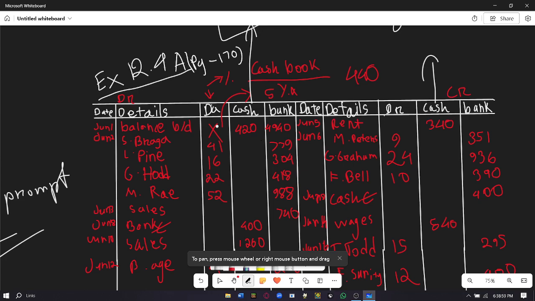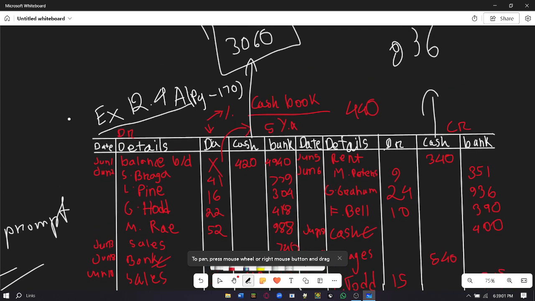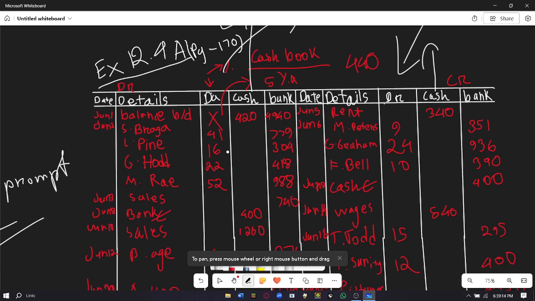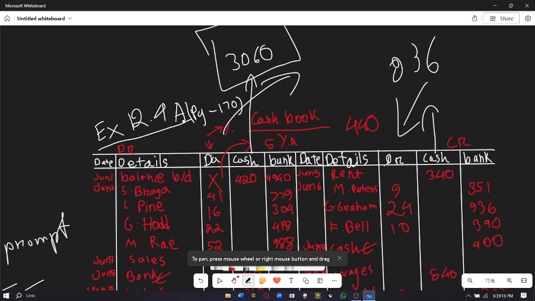All right, you need to know this format. Discount allowed: this is the debit side. This is the credit side. Discount allowed is a discount that we are giving to someone else, while discount received is the discount we are receiving. And you have to read this question. This is exercise 12.4, on page number 170.